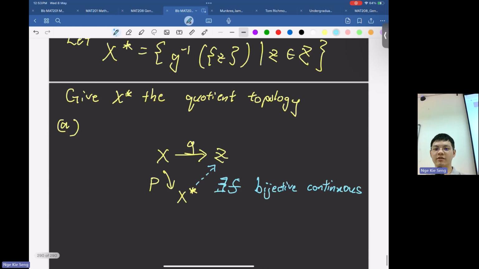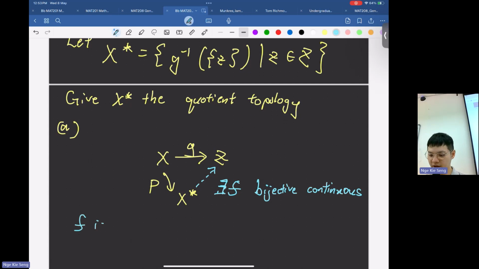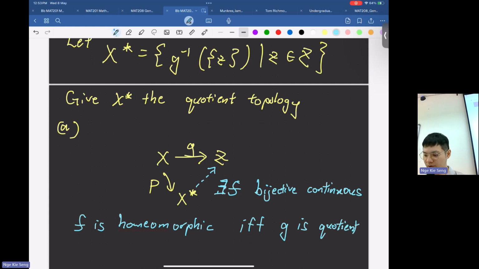They give a criterion here. If you want this to be a homeomorphism, you have to start with G being a quotient map. This links quotient maps and homeomorphisms together. If you want this inverse to be continuous also, then you need to make sure that G is a quotient map, meaning the pre-image of every open set has to be open. Only then will this inverse be continuous as well. Yes, you are right, that's the point.